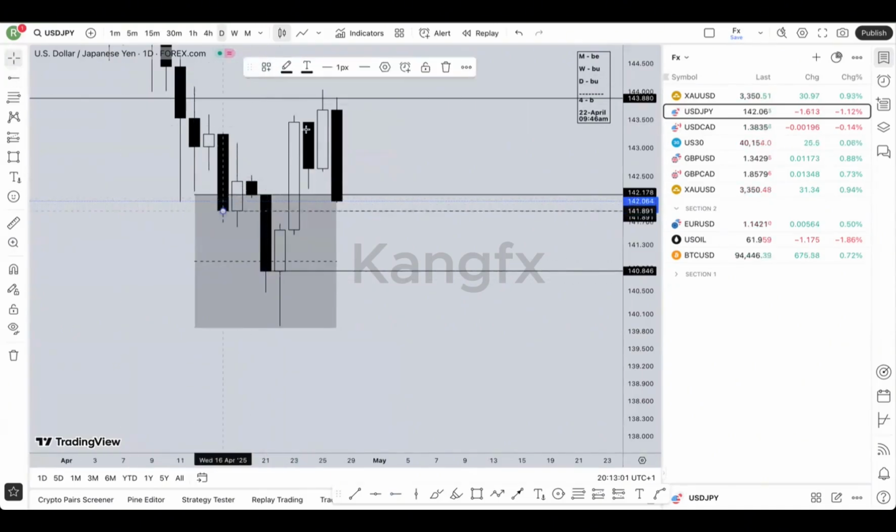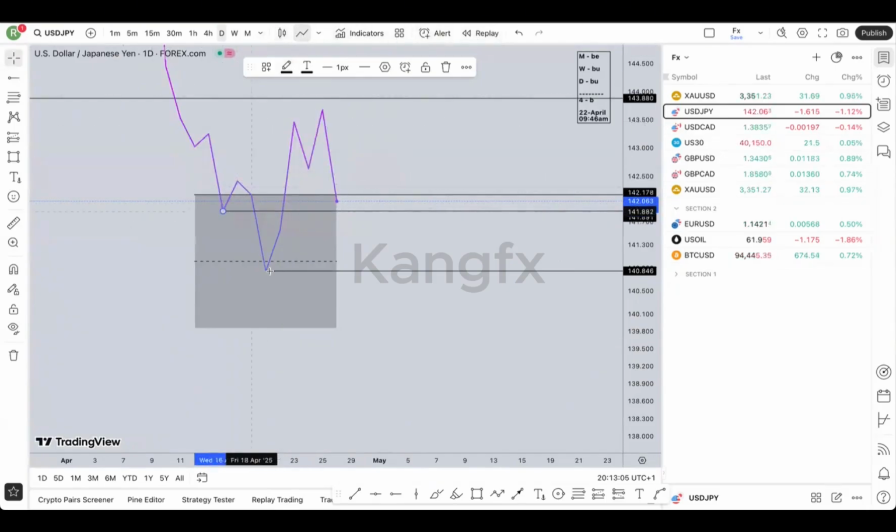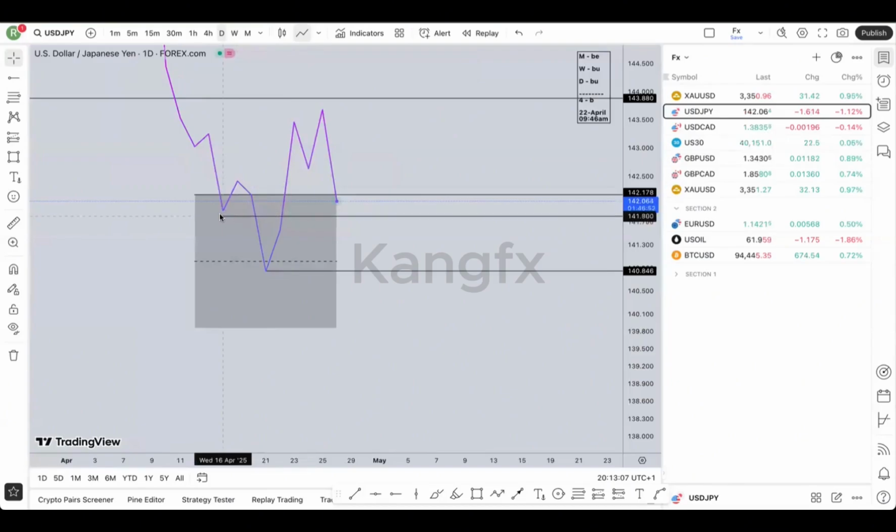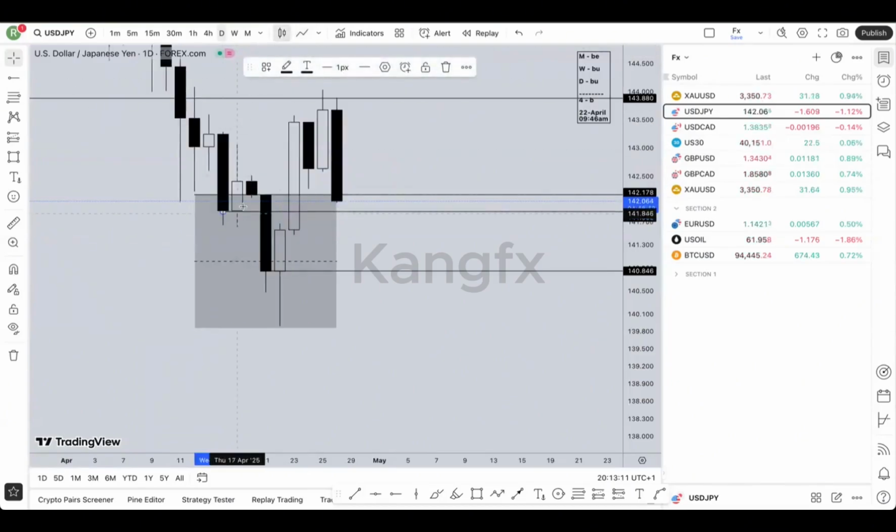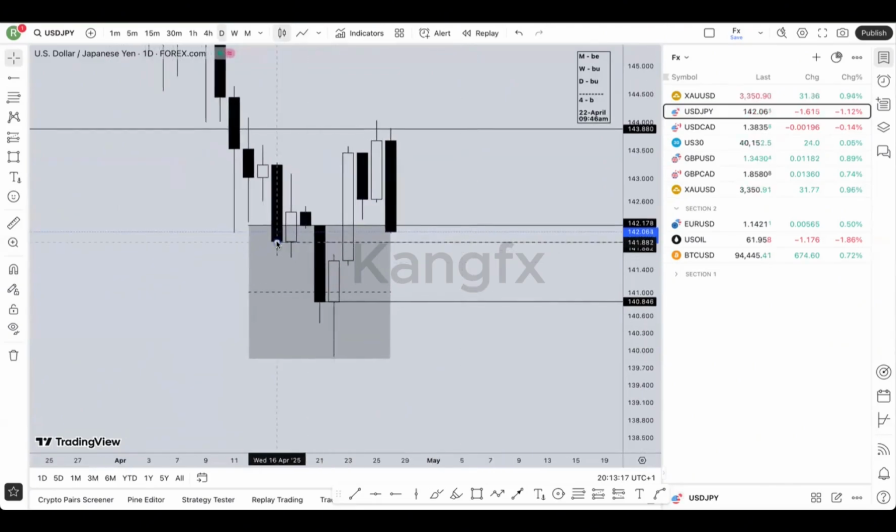A QM. If I switch this to line chart, you see that? A move down and a break. So this is a QM, which is valid. Sometimes the market might leave the QM, then use this one. You get me? But you still make sure you place your trade.